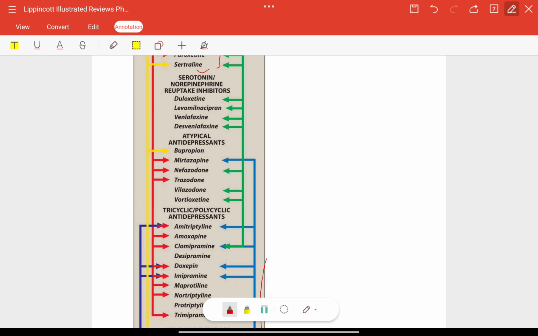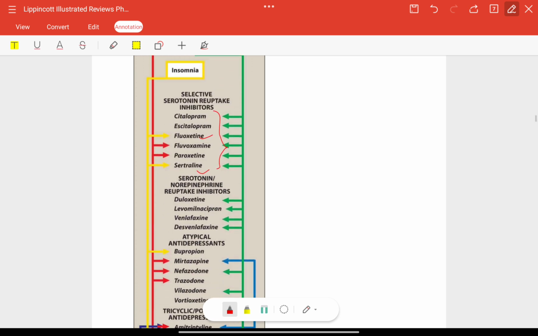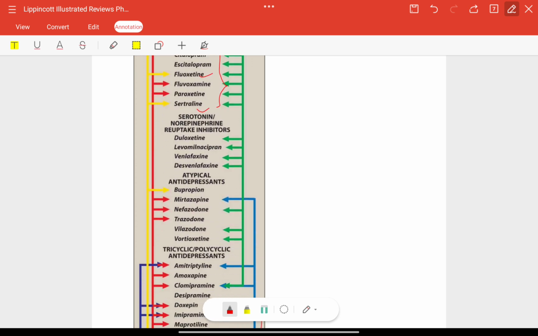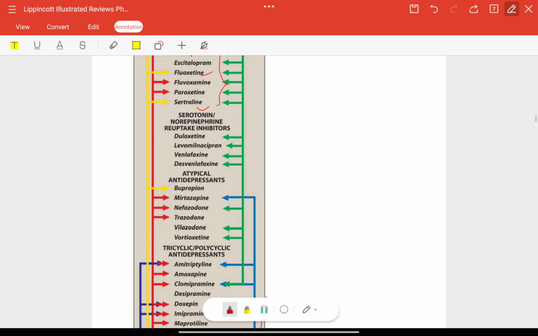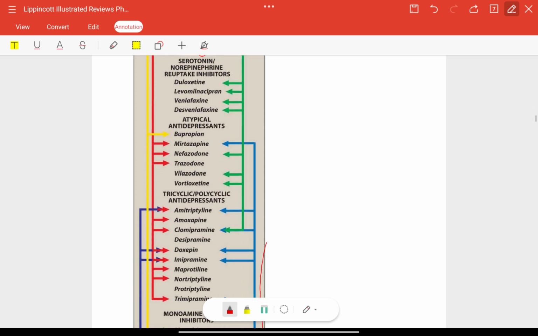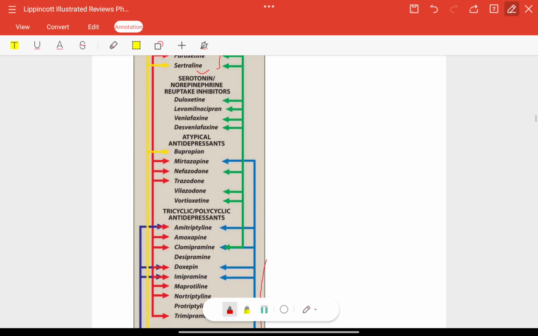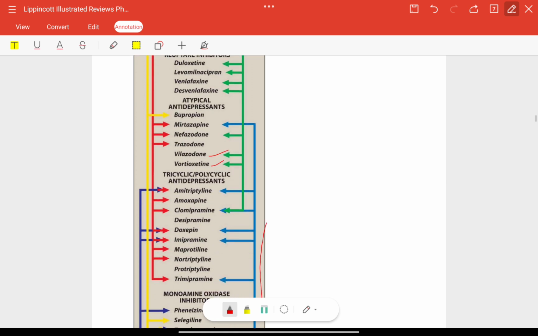Atypical antidepressant bupropion will cause insomnia. Mirtazapine and nefazodone will cause sedation. Trazodone is sedating. Mirtazapine also increases weight gain. Nefazodone, vilazodone, and vortioxetine will cause GI distress.